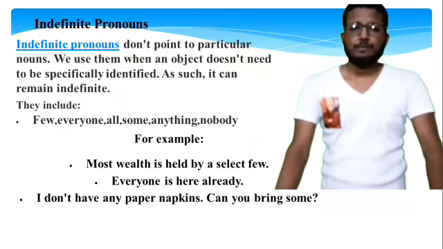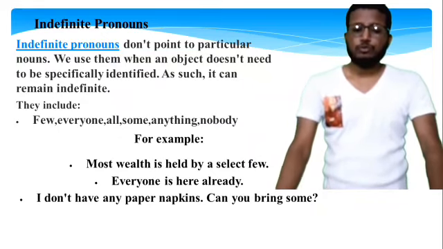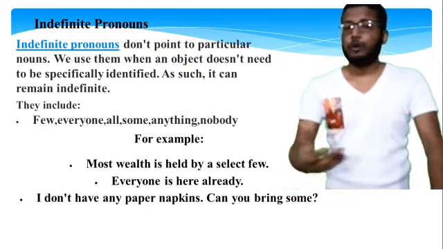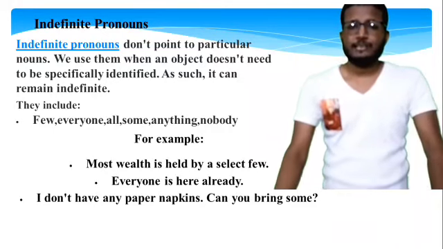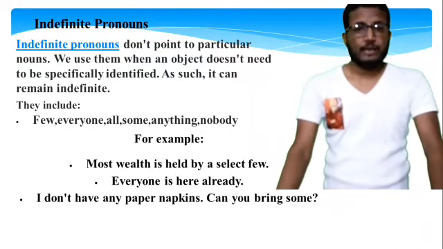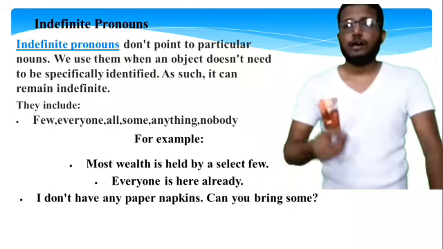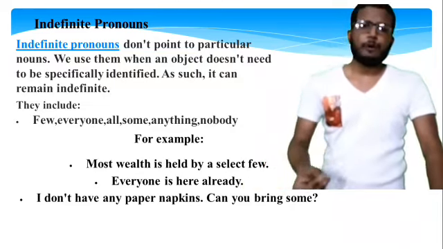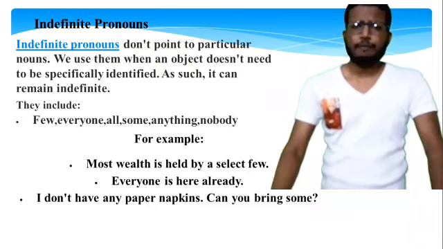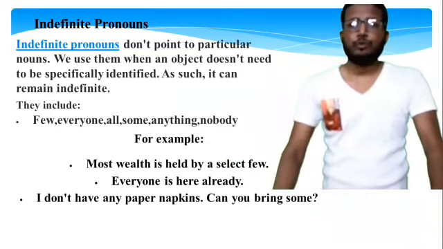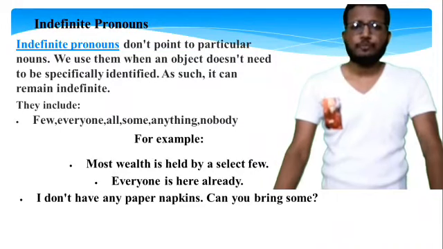In those examples, the first one, most wealth is held by a select few, and everyone is here already. Who is here? Have I said anyone's name? No, I didn't say anyone's name. I don't have any paper napkins. Any paper, that means I need just any paper or napkin, but I have nothing. So can you bring some? Which pen or napkin you will bring to me, I don't know, isn't it?